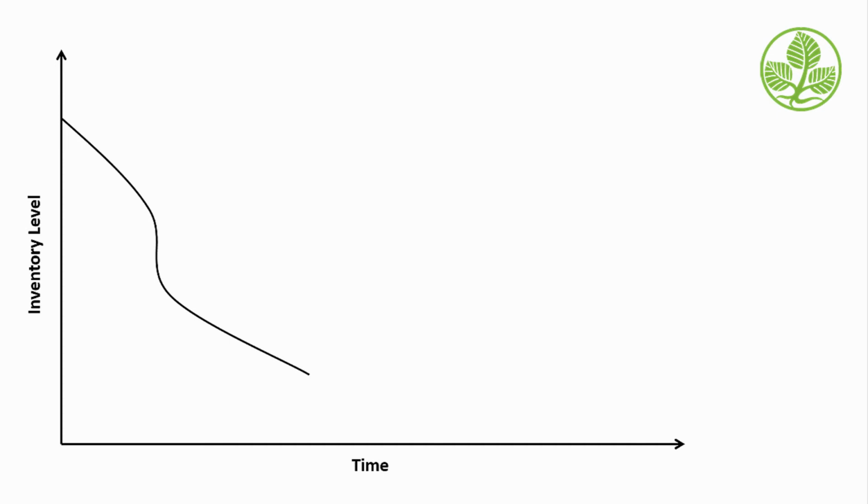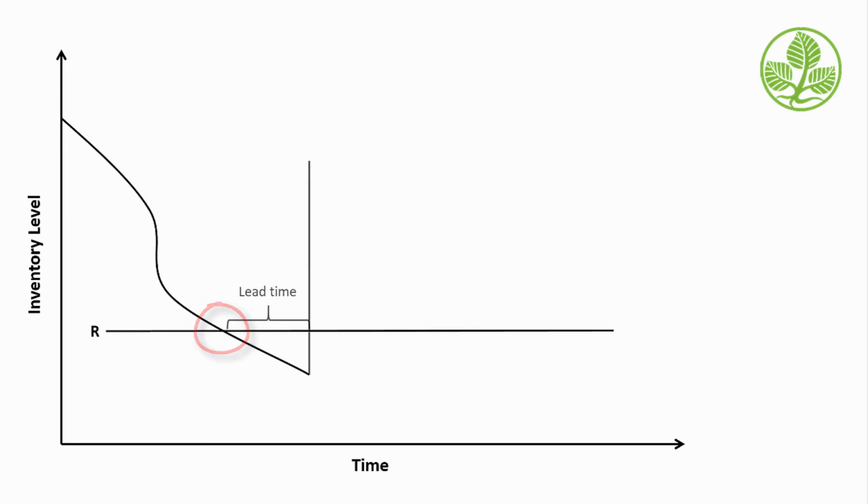Now let's take a look at the inventory level as a function of time. Let's assume that there is a certain reorder level R. When the inventory level reaches this level, Paul has to order new soft drinks. After a certain period, the replenishment or lead time, Paul receives the new soft drinks. During the lead time, the inventory level further decreases because of customers buying drinks.